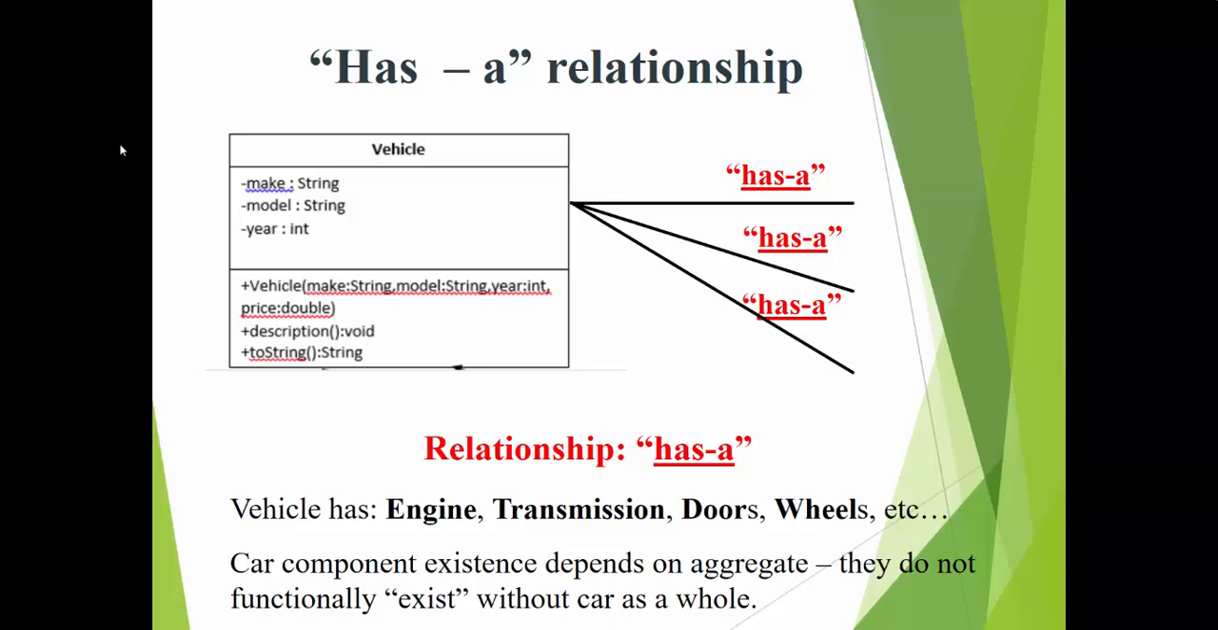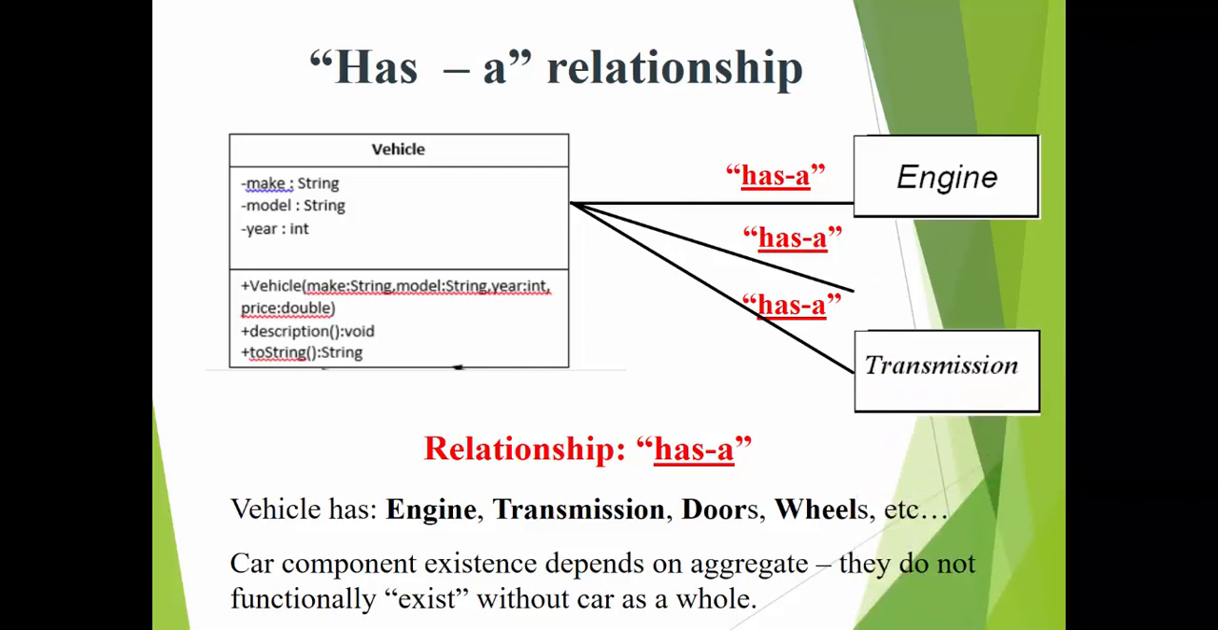As you see here, the vehicle class, just implemented in a UML diagram, has a relationship with engine, has a with transmission, and has a with a door. So basically, the car components, engine, door, and transmission, all depend on the aggregate, which is the vehicle.